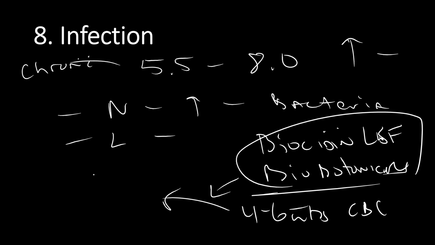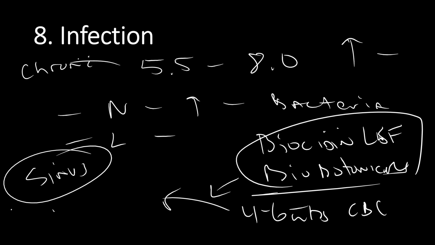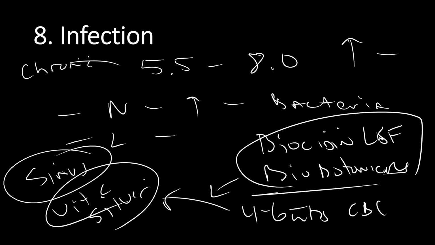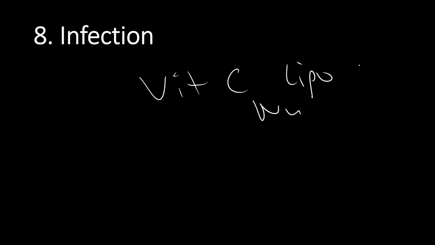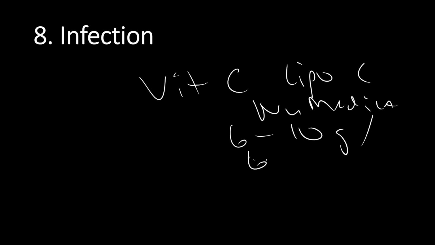Now, if I do know where the infection is coming from, let's say it's a chronic sinus, then I might use some vitamin C, silver. I might do a sinus cleanse. There's a lot of things that I can do in that area. So for my bacterials, a lot of times I'll use the Biocidin, but when I have acute or subacute, I like to use the liposomal C from Numedica, Lipo-C from Numedica, and I will dose that anywhere from 6 up to 10 grams a day, maybe for 6 to 9 days, depending on how acute it is.